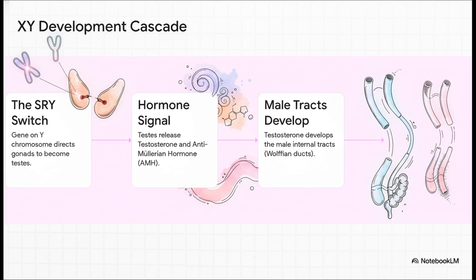Testosterone gets to work building the male internal system from the Wolffian ducts, while another hormone, AMH, actively takes apart the precursors for the female system.